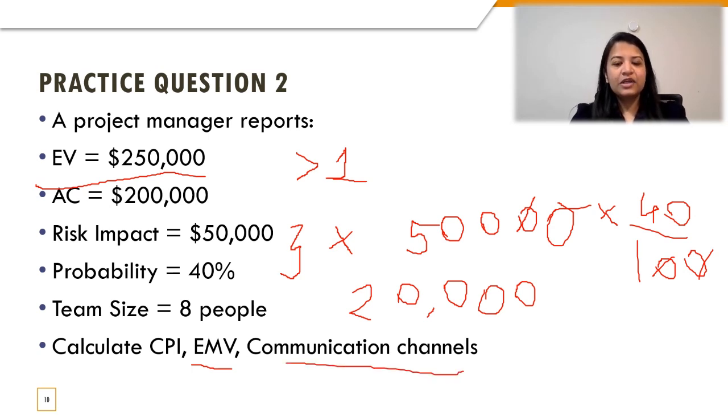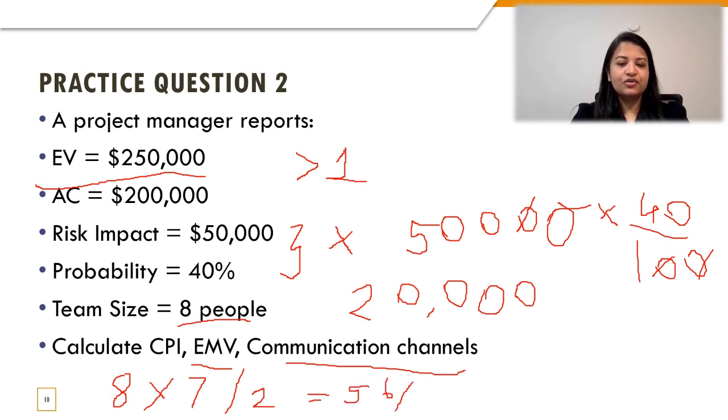Coming to communication channels, we have 8 people. So as per our mental math, we are supposed to take this 8, multiply it with the immediate next lower number, which is 7, and then divide the entire result by 2. So 8 times 7 is 56, and if I divide this 56 by 2, I would get 28 communication channels that I would need for this particular scenario given to us.